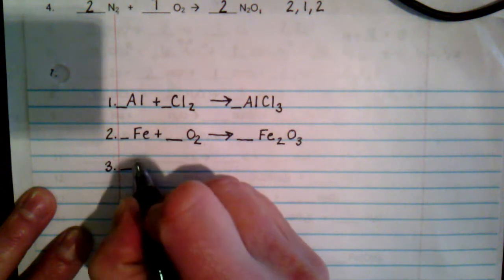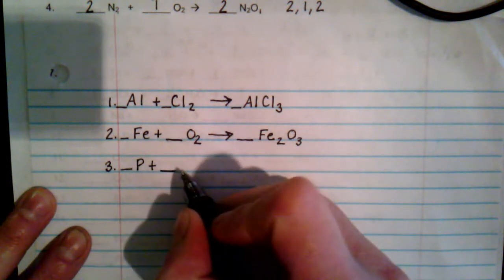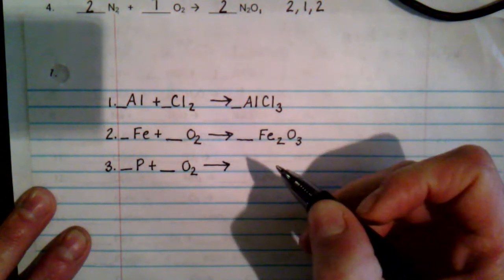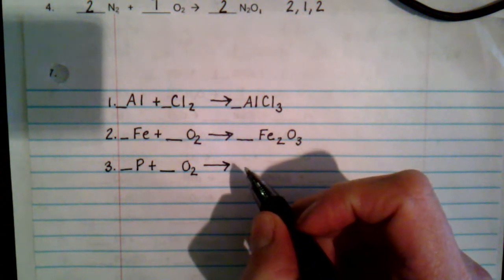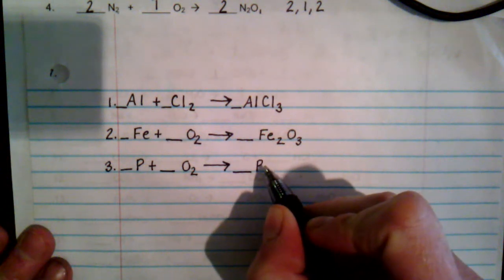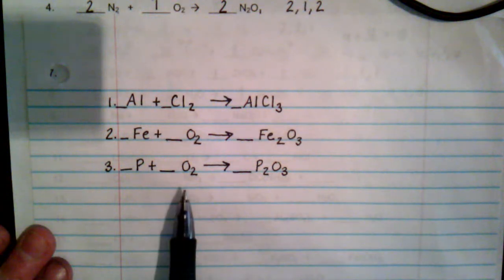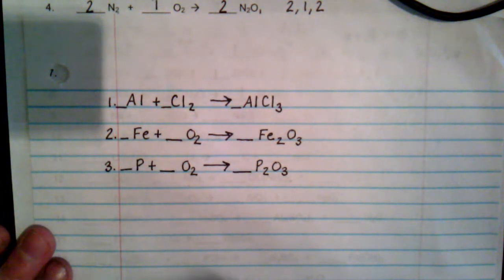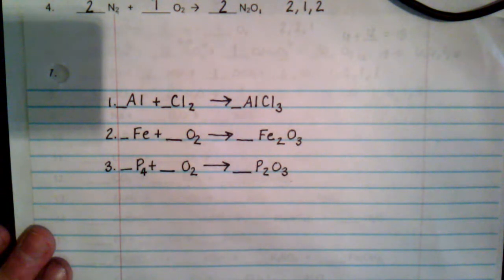The next one is phosphorus plus oxygen yields phosphorus oxide, which is P4O3. I would start with the oxygens, balance those up, and then balance up the phosphorus. Oh, sorry, that's P4.